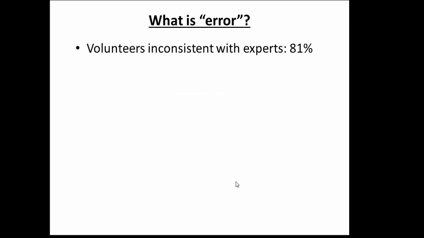So then what is error? We looked at how these different studies defined error in the first place. It was not always explicit, but whether there was an implicit meaning or an explicit definition, the vast majority of studies said that error means volunteer data is not consistent with expert data. And this definition can be a little troubling because it acts as if the expert data represents the true value.